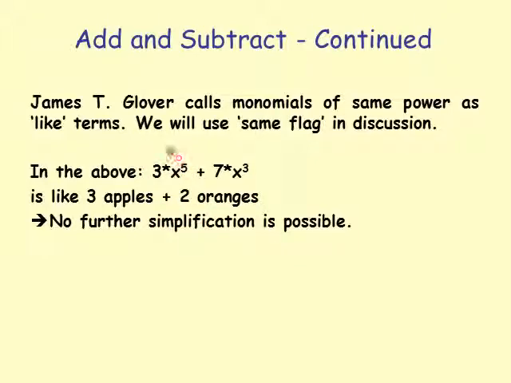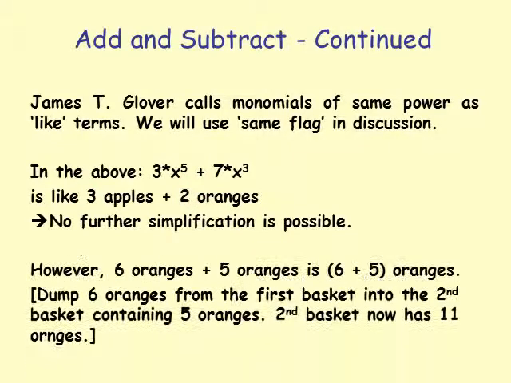This is an x to the power 5 term, and this is an x cubed term. So they are two different kinds of terms, they don't have the same flag value, they do not match, and they are like apples and oranges. However, if there are 6 oranges and 5 oranges, then we can add them up to make 11 oranges.